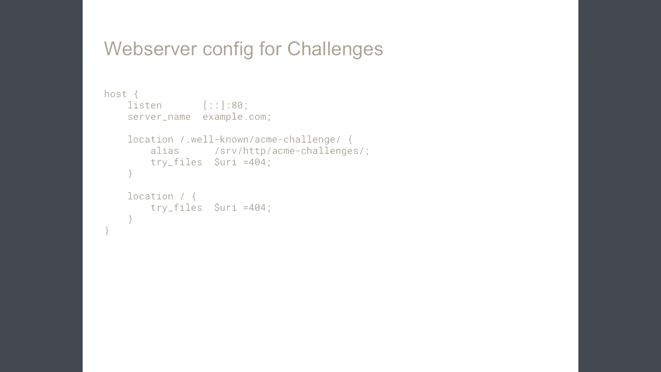Now, I mentioned before, you need to make these challenges available to Let's Encrypt. And you need to do that via HTTP. HTTP is pretty much web server. So let's have a look at an Nginx configuration file. Hope you can read that. Essentially, you say, I have port 80 example.com, and in .well-known/acme-challenge you point to a directory where you write these challenges to and serve all the files that exist, otherwise you serve a 400. And for every other request, you serve a 400 as well. Now, this makes all the challenges available to Let's Encrypt, and when they've validated them, you get your certificate.